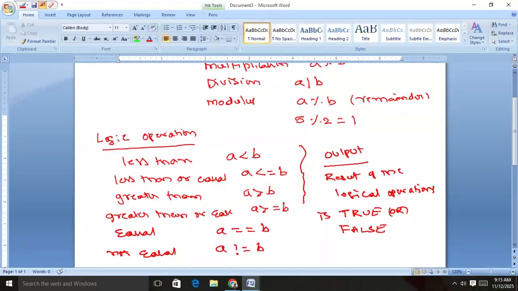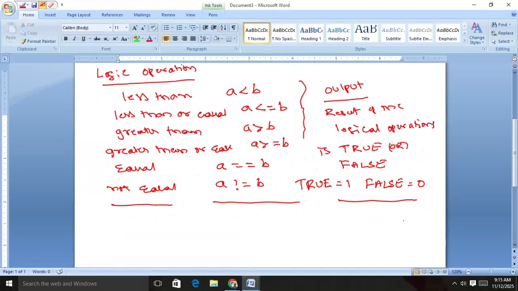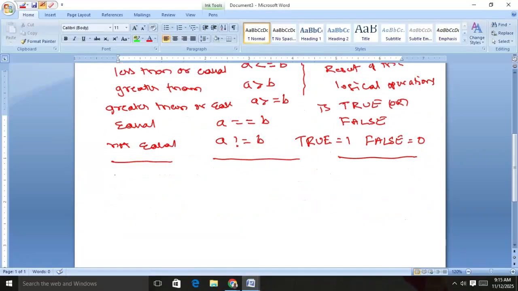Generally in computers, true is represented by 1 and false is represented by 0. So the output of these logical operations is 1 or 0. And finally, one more operation that will be performed by the ALU is a shift operation.